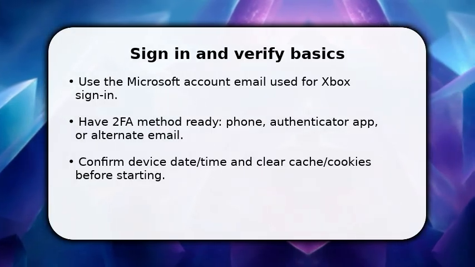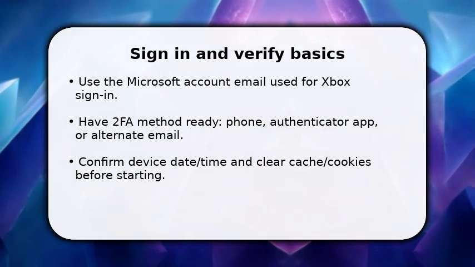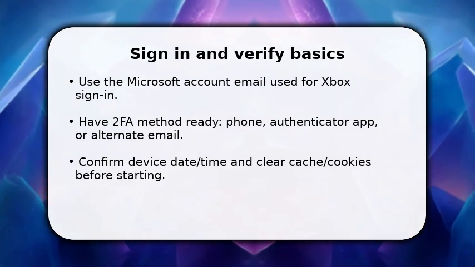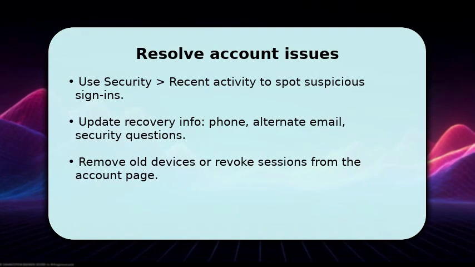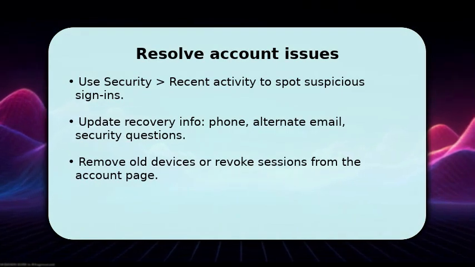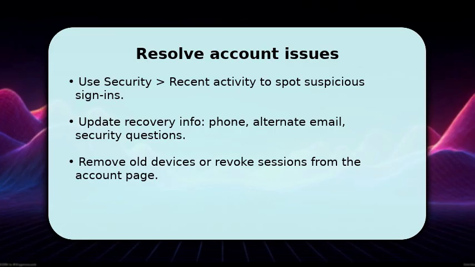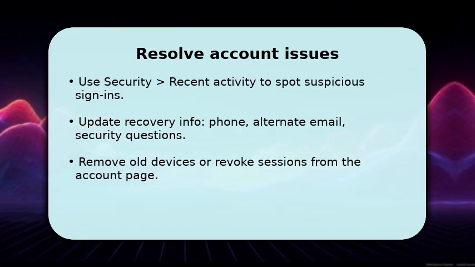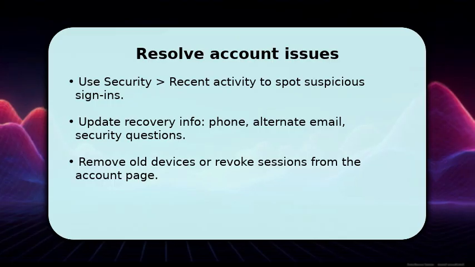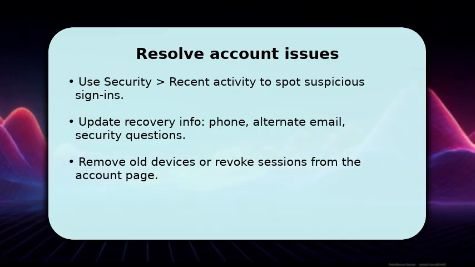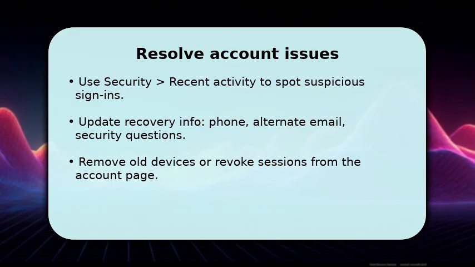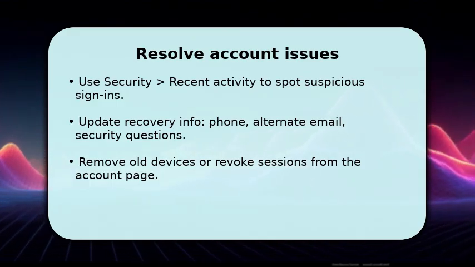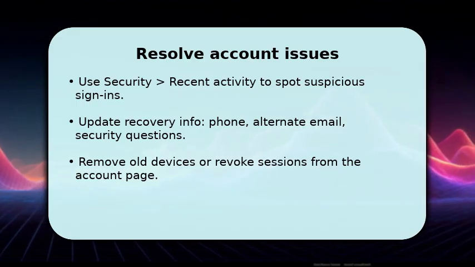That resets credentials and restores access to Xbox services without changing gamer tag or progress. You next inspect security recent activity to detect unfamiliar sign-ins. Flag any unrecognized entries to lock the account. Once identified, change your password to a strong, unique one and update recovery details, phone and alternate email, so you can regain access quickly. Then review devices and app permissions to remove obsolete entries or revoke sessions.